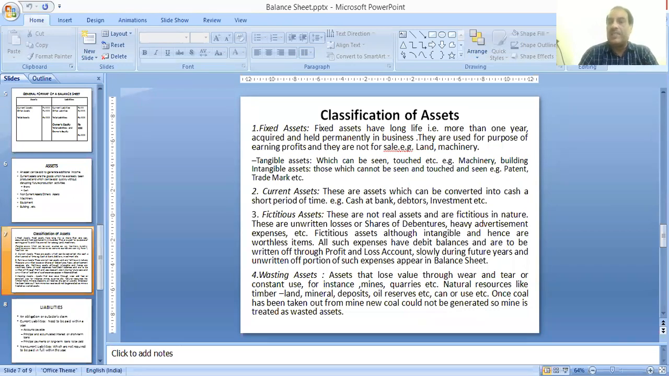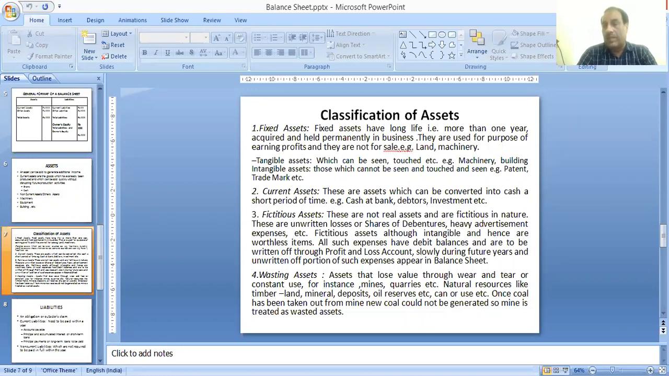Then we have fictitious assets. Those are not legal assets and are fictitious in nature. These are unwritten losses. Sometimes there are losses that we don't disclose. So unwritten losses, share of debentures, heavy advertisement expenses. When we go for advertisements, we make heavy investments. So these are all fictitious assets to promote the business. All such expenses have a debit balance and are to be written off. And then wasting assets, which are consumed fully in the process of production.